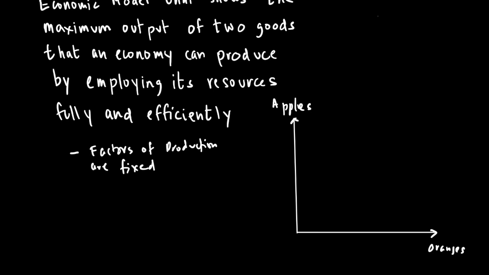So we assume that all factors of production are fixed, that the economy is making only two goods, and let's also assume there is fixed technology. Things like machines are not increasing in their productivity, and workers are not becoming better, so technology is also fixed. So if technology and factors of production are fixed, and the economy is using its resources fully and efficiently, and is making only two goods, then we get a curve like this.